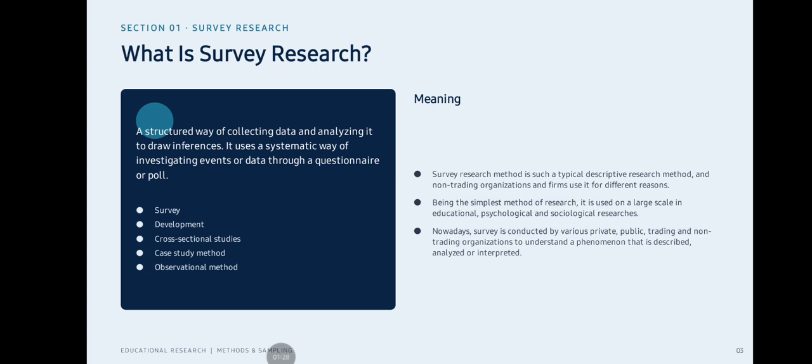Now, survey method, what's its meaning? Survey research method is a typical descriptive research method, and non-trading organizations and firms use it for different reasons. Being the simplest method of research, it is used on a large scale in educational, psychological, and sociological researches. Nowadays, surveys are conducted by various private, public, trading and non-trading organizations to understand a phenomenon that is described, analyzed or interpreted.